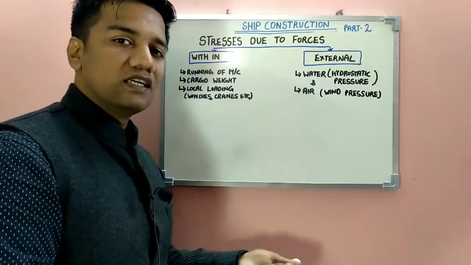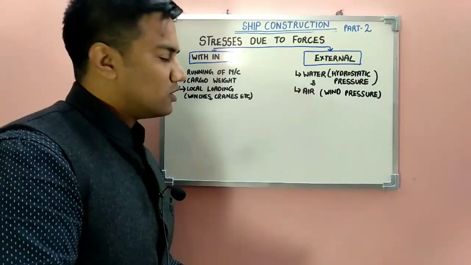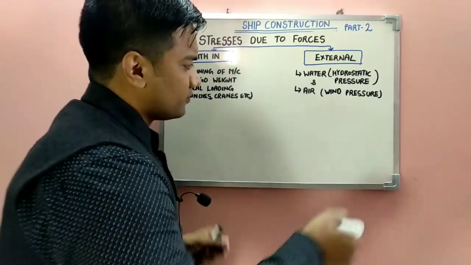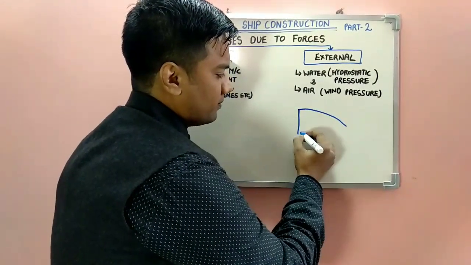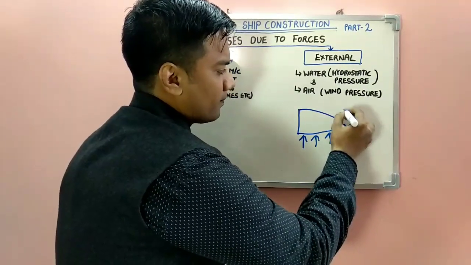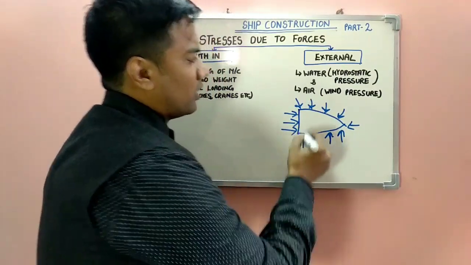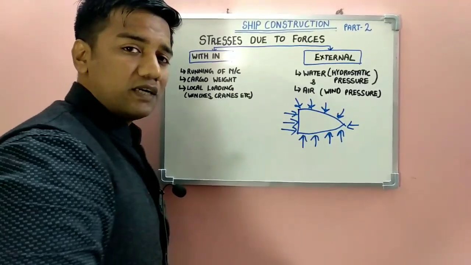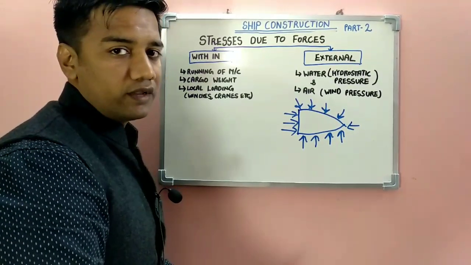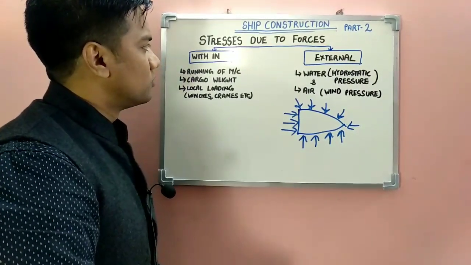Now the forces which act externally, as we all know, come from air and water. The force from water is your hydrostatic pressure. If this is the ship, the hydrostatic pressure would be acting from all sides. The force exerted by air is your wind pressure, which depends on the direction from which the wind is blowing.